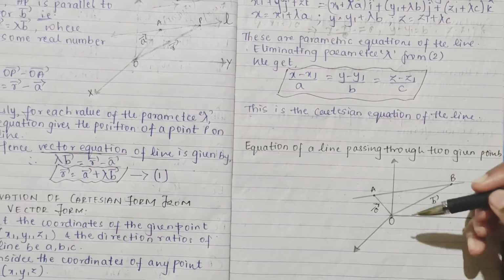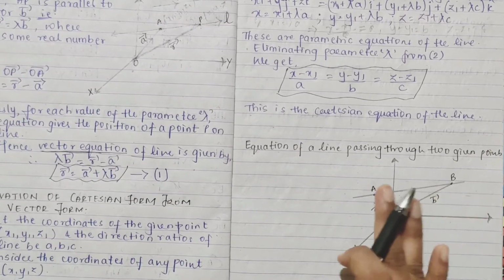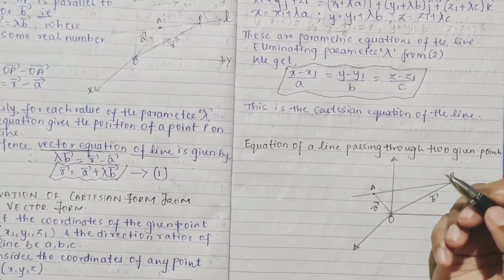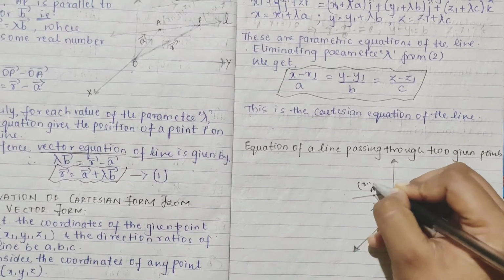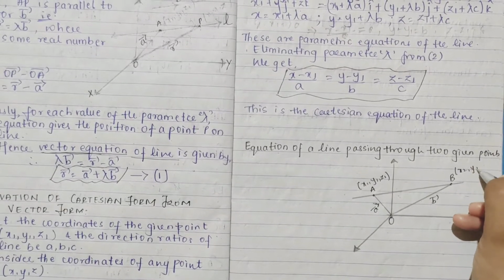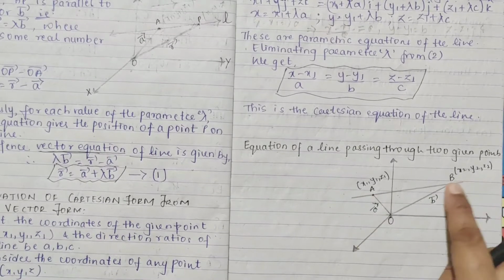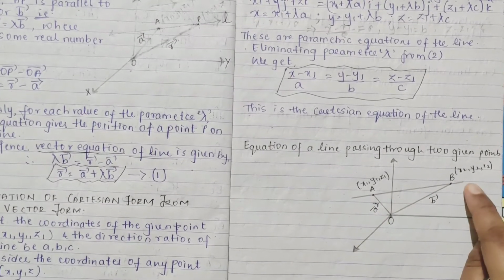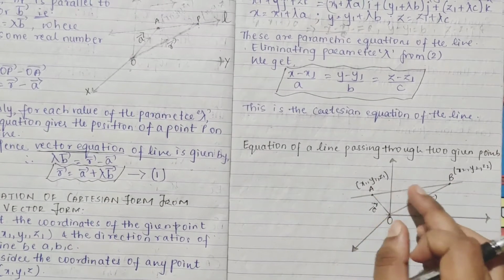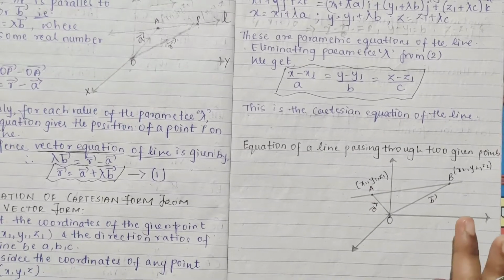So let vector a and vector b be 2 given position vectors. These points, we can take as x1, y1, z1, and this we take as x2, y2, z2. And you can see they are lying on the same line. So they are collinear, right? Points lying on the same line are called collinear. So we have taken this.